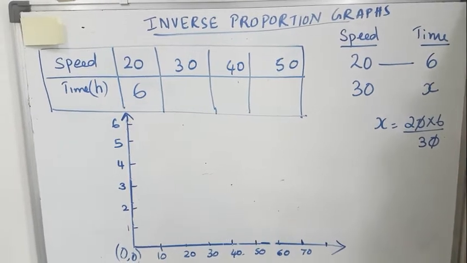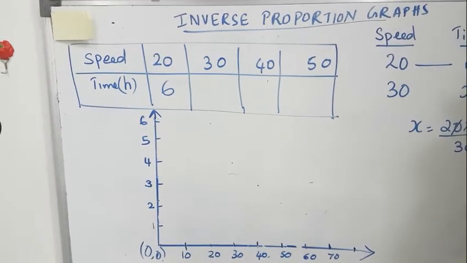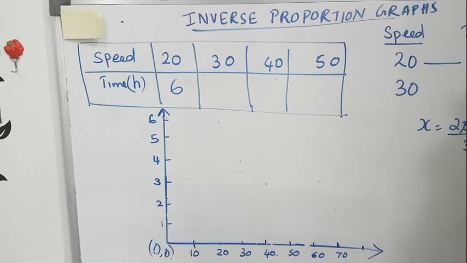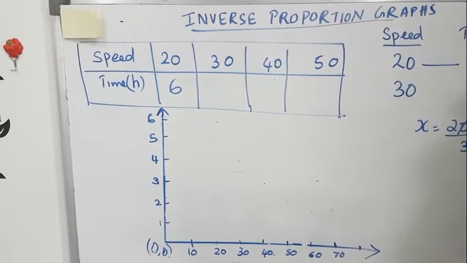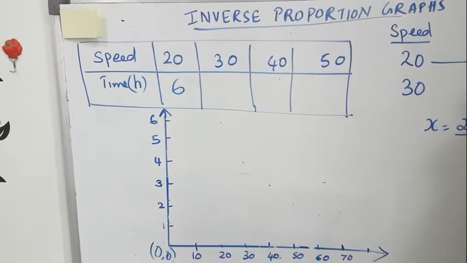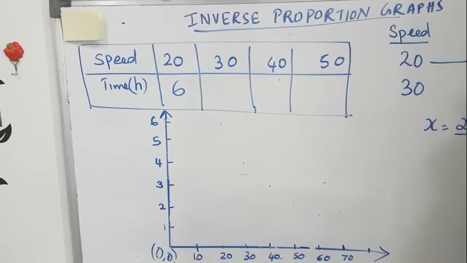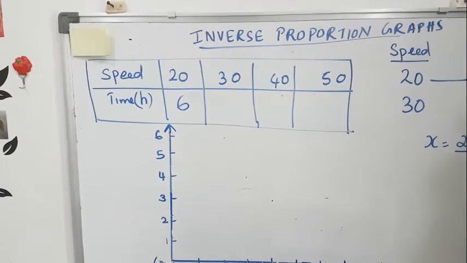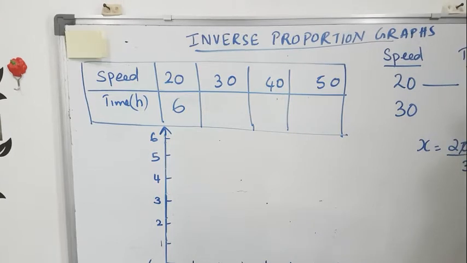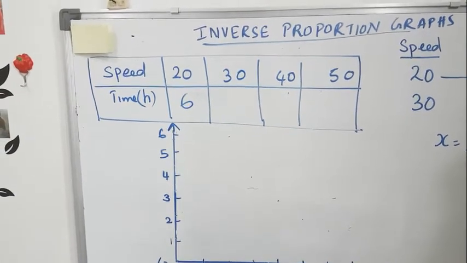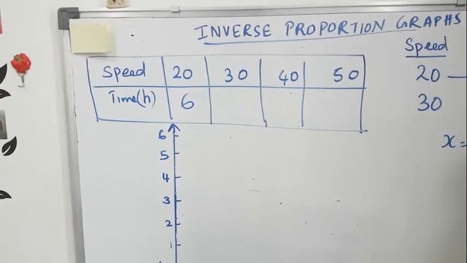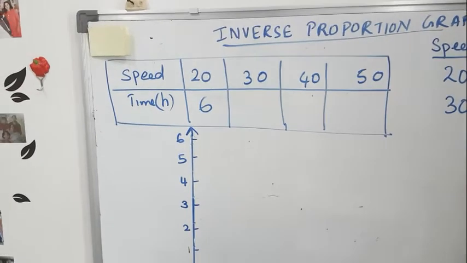Let's see. Here is a table given to you. Speed and time are the two quantities. We know speed and time are inversely proportional. If the speed increases, time will decrease. The speed is given in kilometer per hour and the time is given in hours. So the first box is filled. When the speed is 20 kilometer per hour, the time is 6 hours.